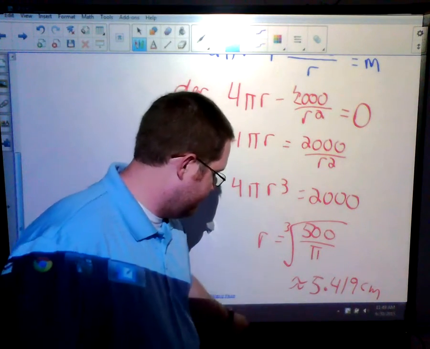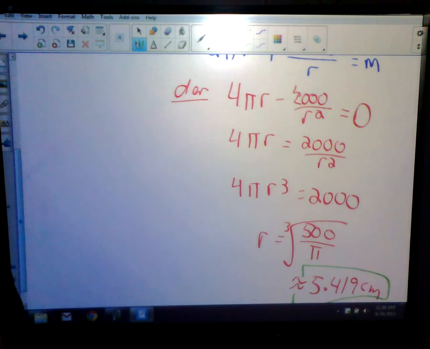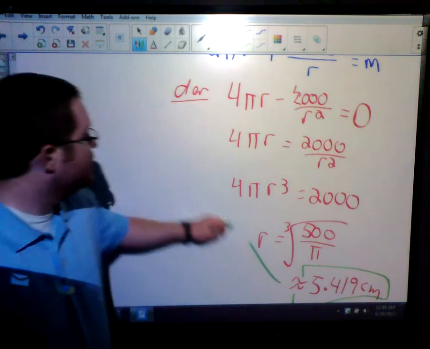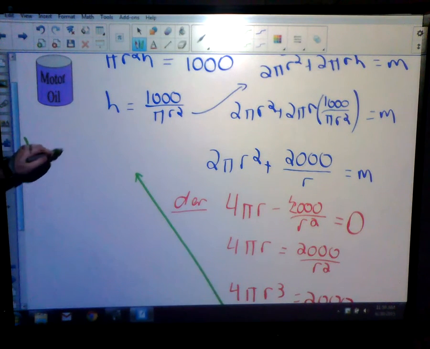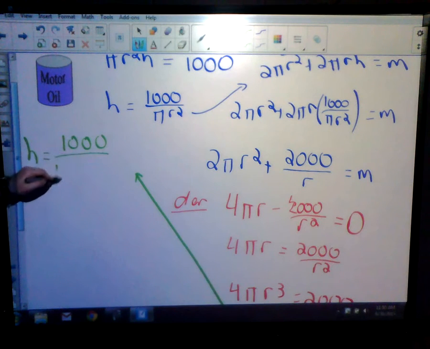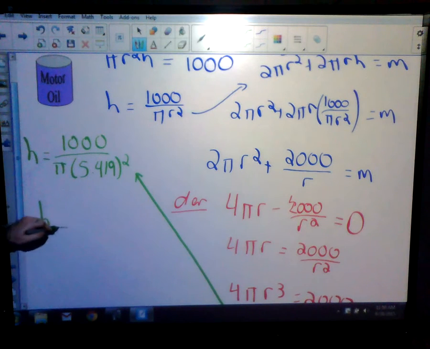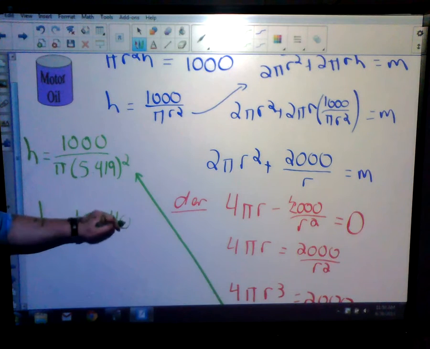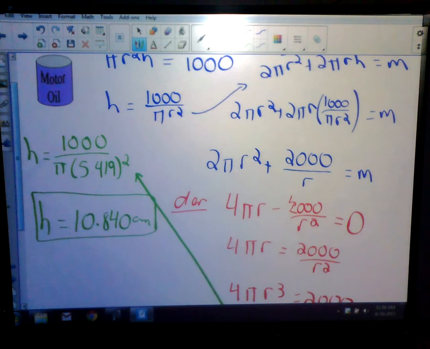So that's one answer. 5.419 centimeters. Now how do I find the height, if that's the radius? I go way back up here, and I plug it in. H equals 1,000 over pi times 5.419, quantity squared. H equals 10.840 centimeters. And again, I did that ahead of time in my calculator. That's a tough problem because you have to know formulas. If you don't know the formulas, you have to get out your phone and Google them and figure out what they are.